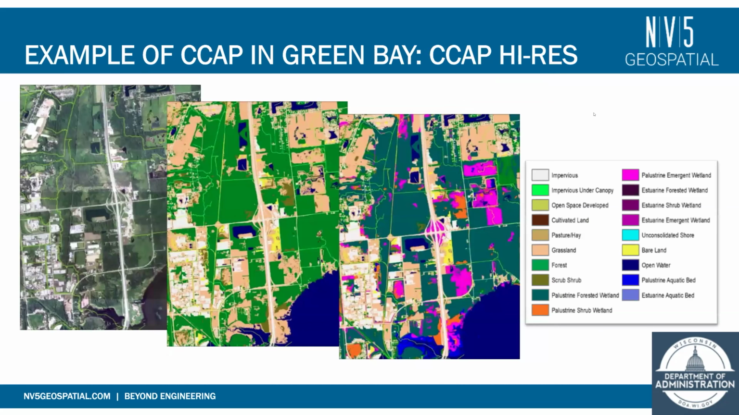This sort of shows how that then links into the CCAP. So the imagery on the left-hand side, the CCAP level 1 in the middle, and the CCAP level 2 on the right-hand side, and that sort of shows you the classification system, the level of detail, both spatially and in classification terms of the CCAP dataset.